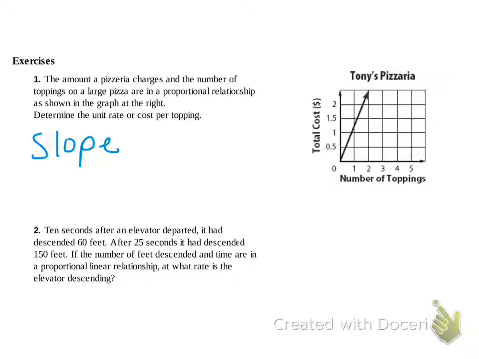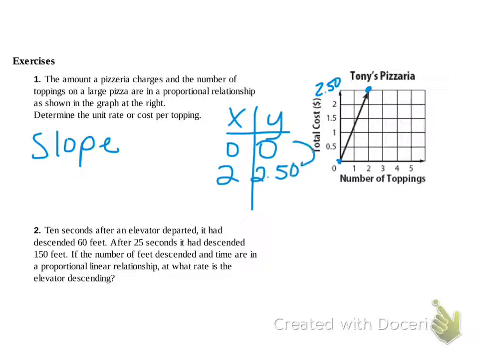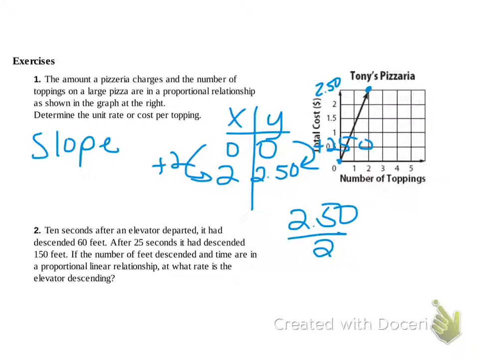You can do this a couple of ways. You can go through here. It's kind of hard to see where these two go through. It looks like this is 250, and then this is 2 right there, and then 0, 0. So here's my x, y, it was at 0, 0, then it went over 2, up 250. So when I divide that, plus 250, plus 2, I'm going to get $2.50 divided by 2. So for two toppings, it's $2.50.